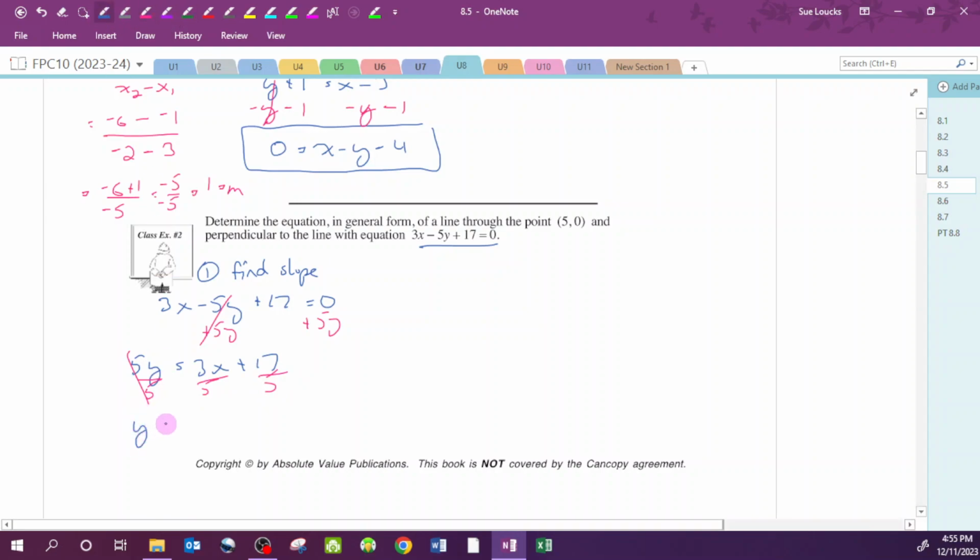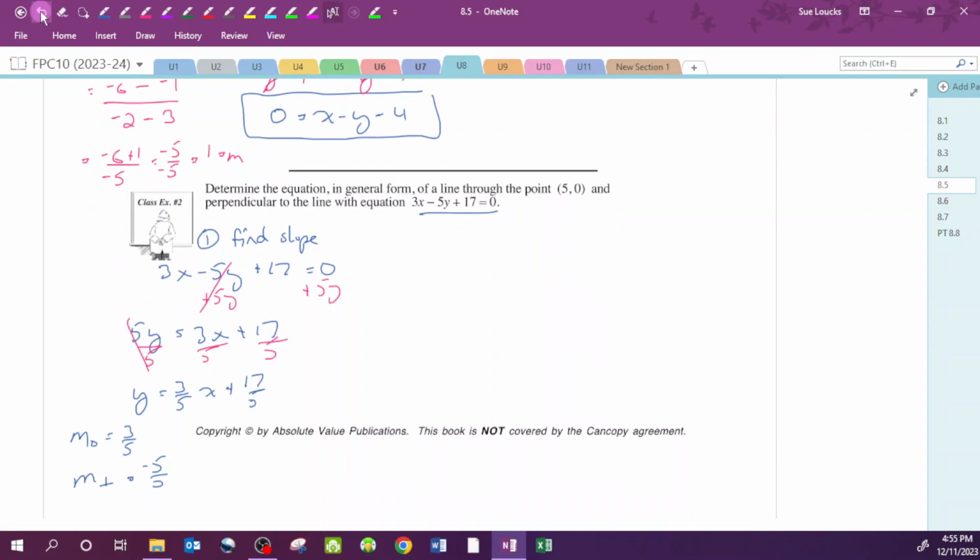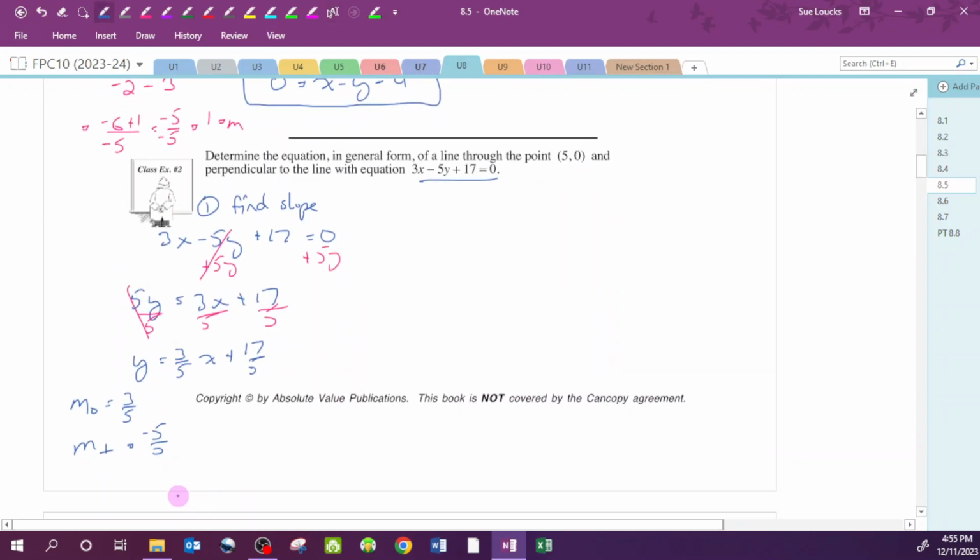So I've got y equals 3 over 5x plus 17 over 5. So I have my m naught, my initial value for m, which is 3 over 5. And since I'm looking for one that's perpendicular, m perpendicular is going to be negative 5 over 3. Oops, right? Flip it and change the sign. That's what we're going to do, right? Only I wrote 5 instead of 3. There you go, negative 5 over 3. That's the slope that I want to use.